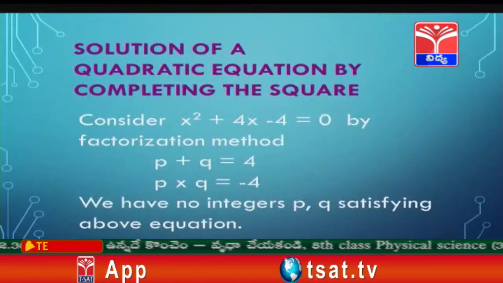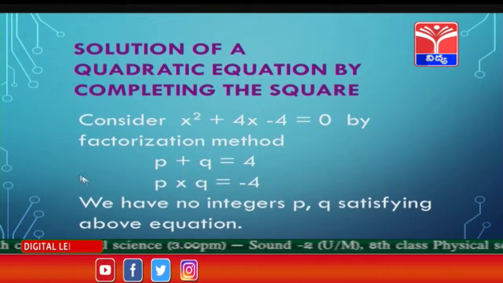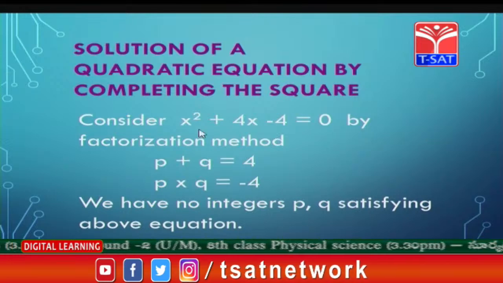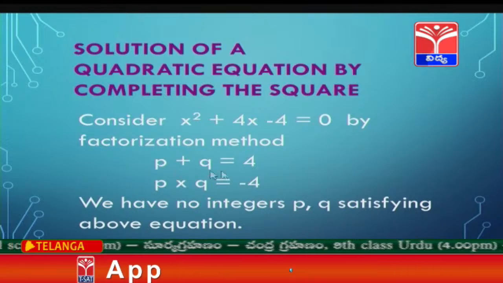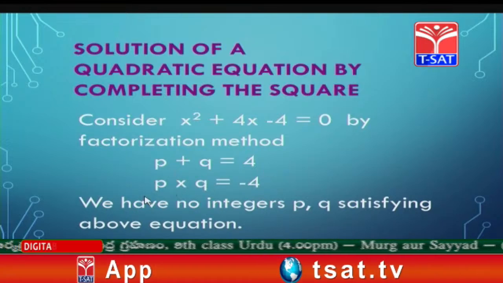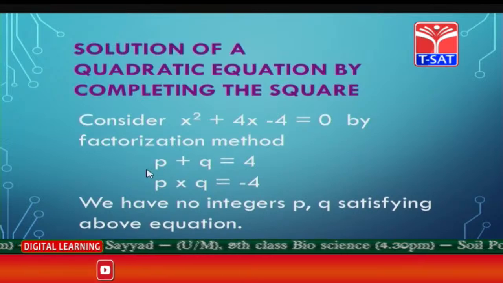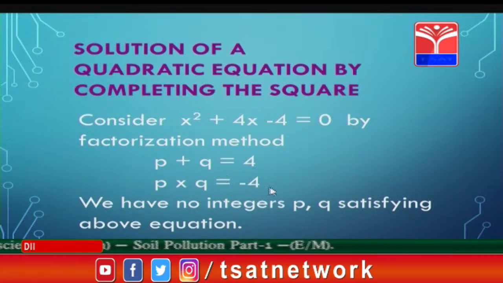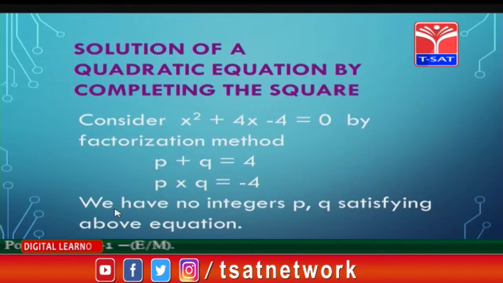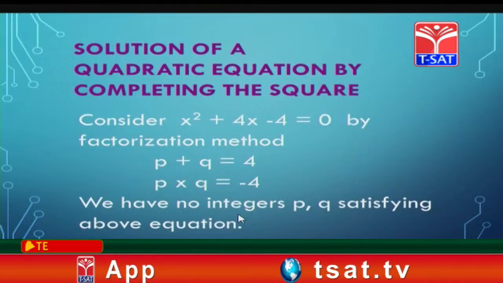Now let us consider an equation x square plus 4x minus 4 is equal to 0. By the factorization method, we need two factors p and q such that p plus q is equal to 4 and p into q is equal to minus 4, which means the sum of the two factors must be equal to 4 and the product of these two factors must be equal to minus 4. But we observe that we have no integers p and q satisfying the above conditions. So, how do we find the solution?